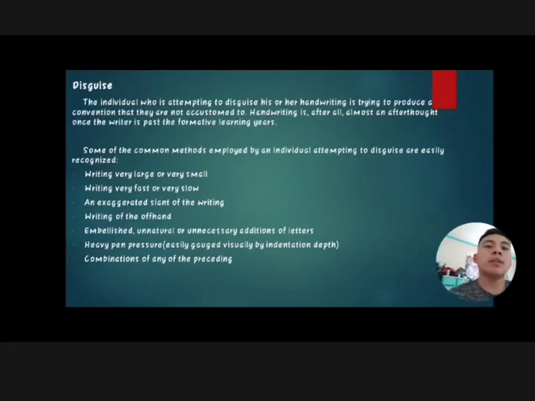Some of the common methods employed by an individual attempting to disguise are easily recognized.